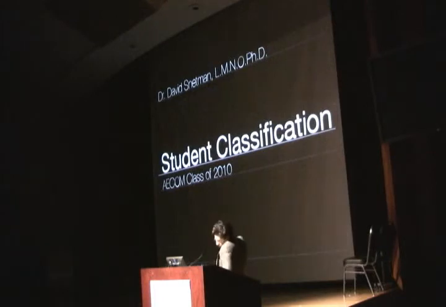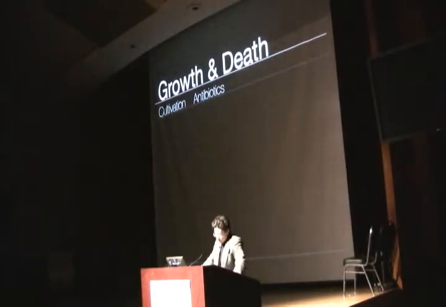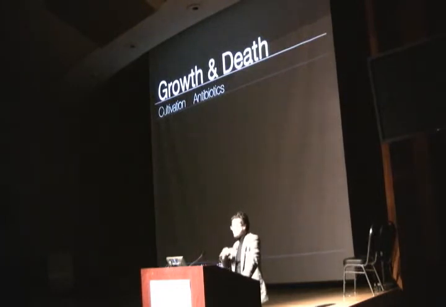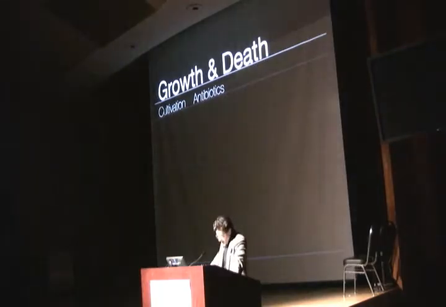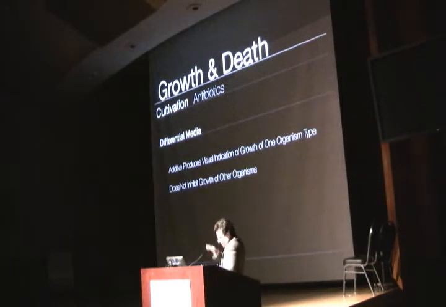Now these tools include cultivation and antibiotics. So to cultivate Einstein students, you have to provide some sort of growth media. There are a lot of different types of media, so we're going to start today by discussing the differential media. Each differential media has some kind of chemical additive that produces a visual indication, for example, a color change when one particular type of organism grows on it. Other types of organisms, not inhibited, just don't produce the color change.